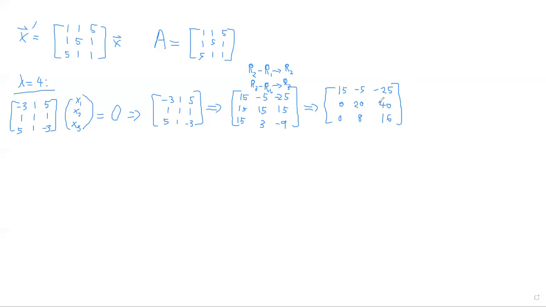Okay, I think we can factor everything back down. For -15, 5, and -25, I'm going to divide row 1 by 5. So that's 3, -1, and -5. I'm going to divide all the elements of row 2 by 20. So I get 0, 1, and 2. I'm going to divide everything in row 3 by 8. So I get 0, 1, and 2.